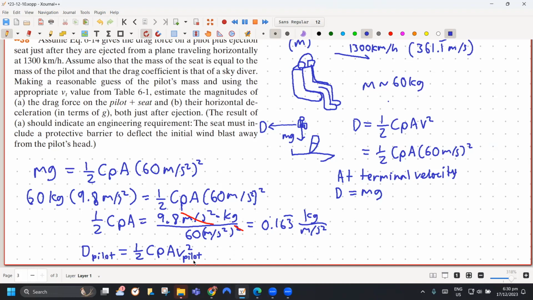That's why it's good to separate the analysis of the skydiver and the pilot. You analyze the skydiver to get the 1/2 C rho A. And then we have to go back to the pilot for the drag force. That's 1/2 C rho A times V pilot squared. So if you substitute, what is the speed of the pilot?